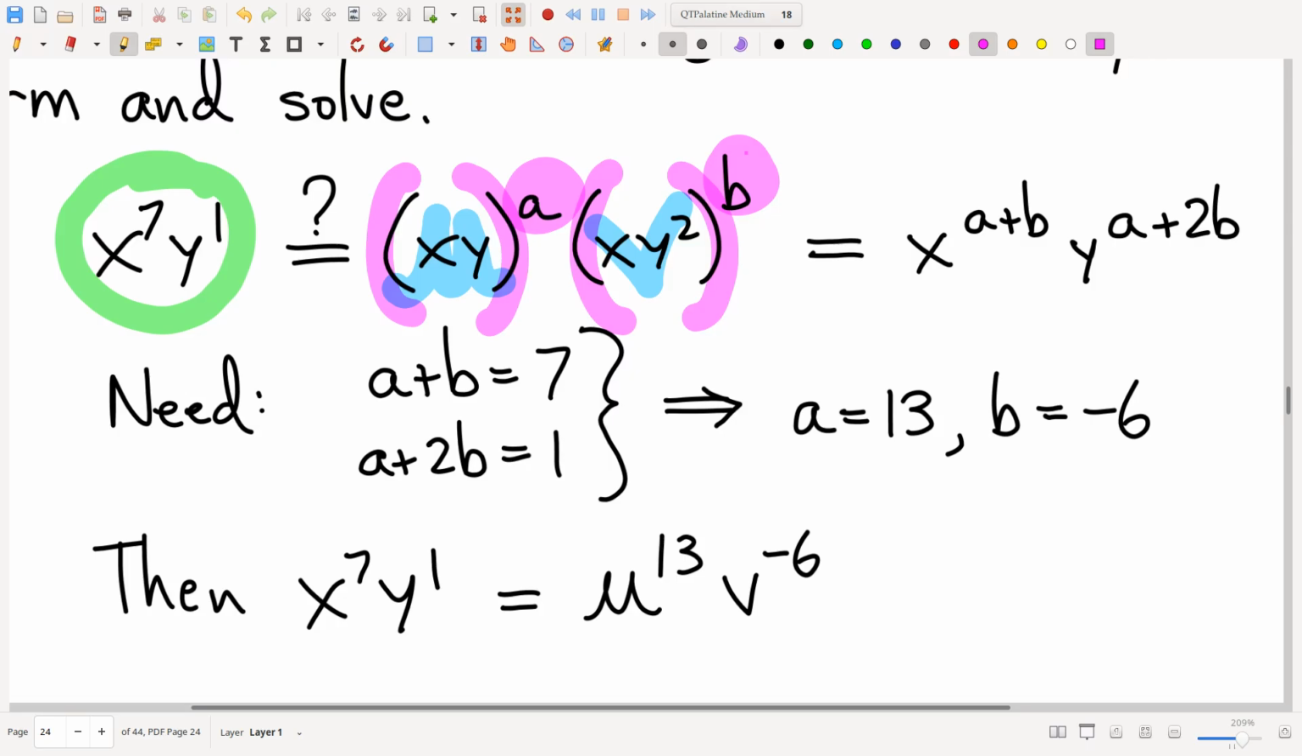What we have in blue here is my change of variables function. What we have in green here is my resulting integrand that I need to rewrite in terms of u's and v's. And what we have in purple is my guess of how I think that might be possible. Does that make sense? Do you all see the motivation for my guess here?